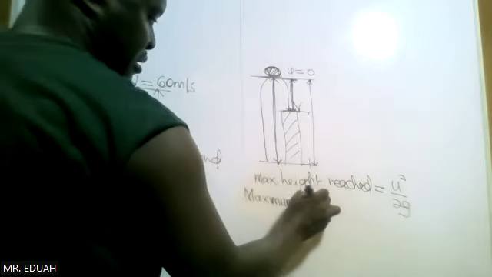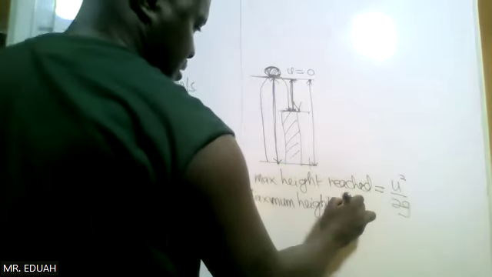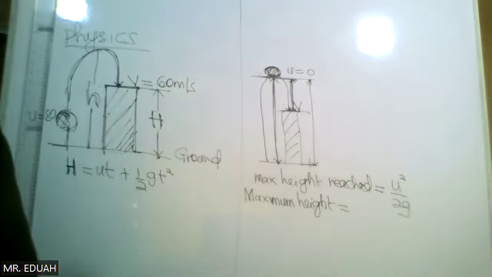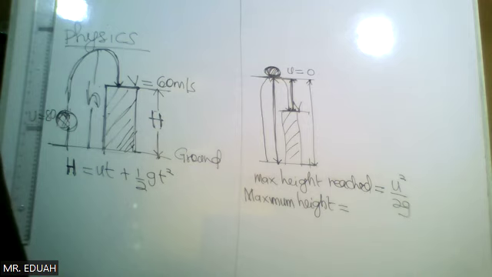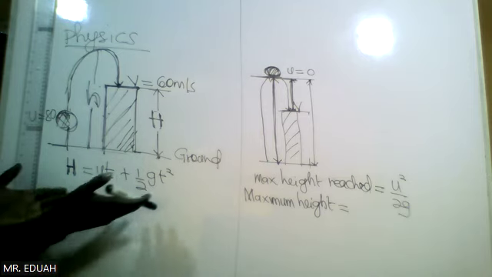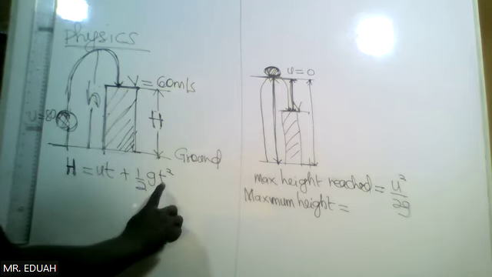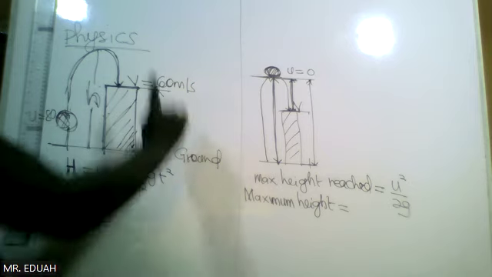Maximum height. Mr. Dia, yes? I have a question. Ask. The other formula on the board, H is equal to UT plus, do we use it when we are just finding the height? You see, we can also use this to find the maximum height, but we can only use this when we know the time taken to reach the maximum height.